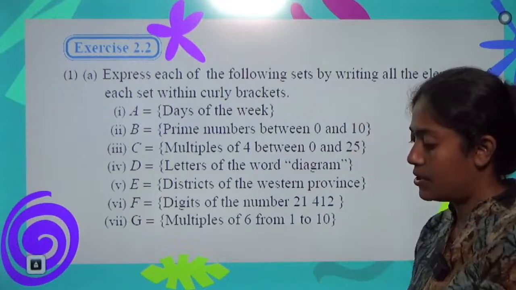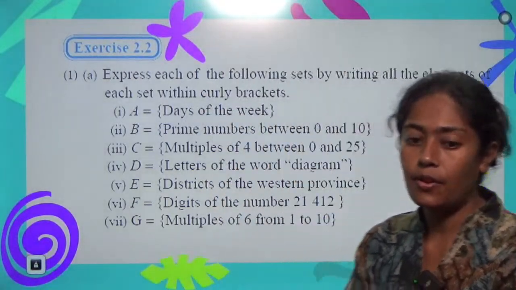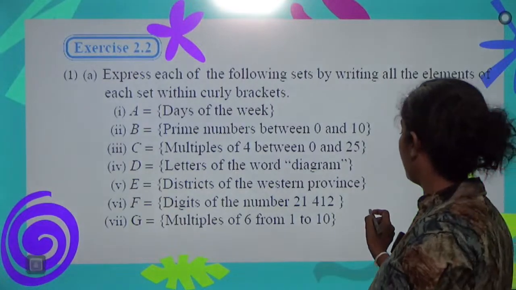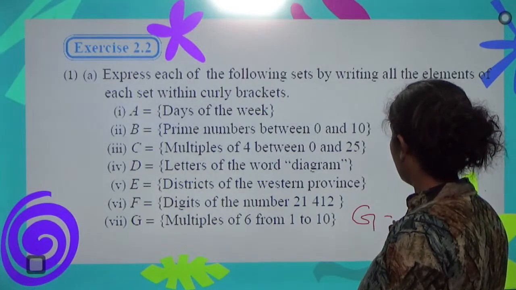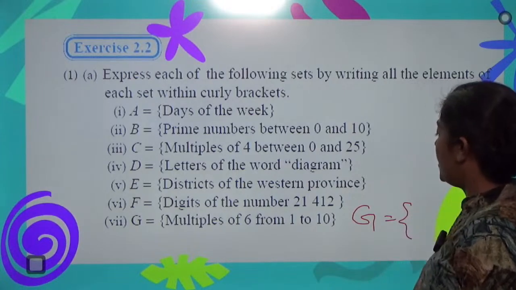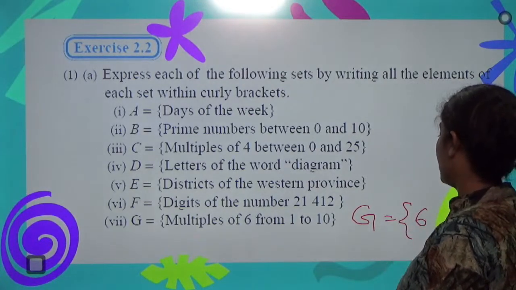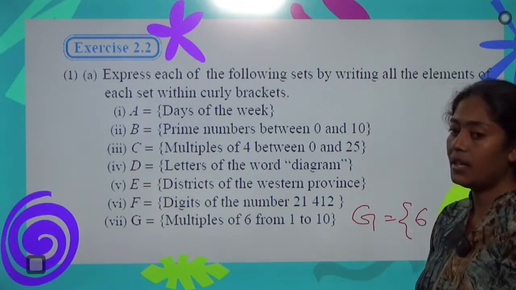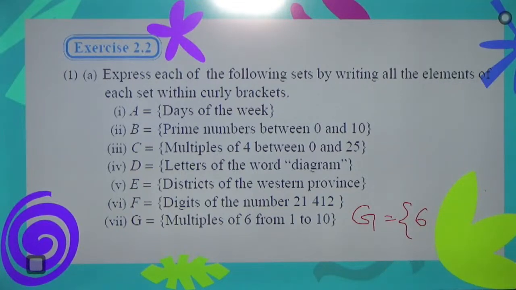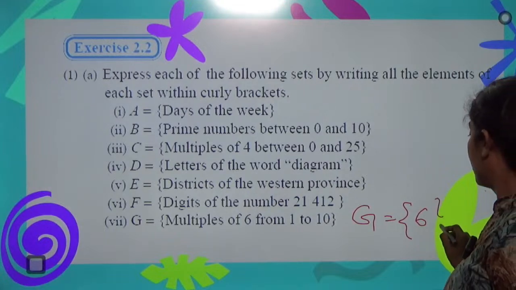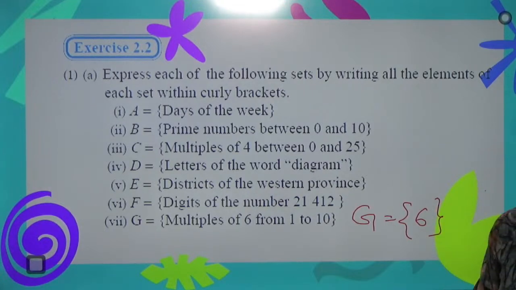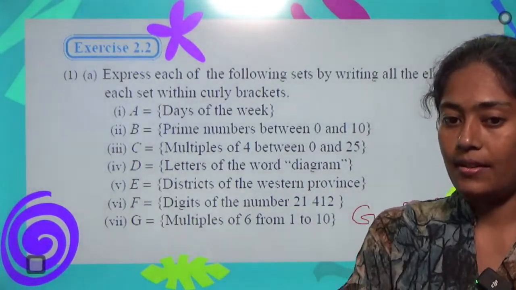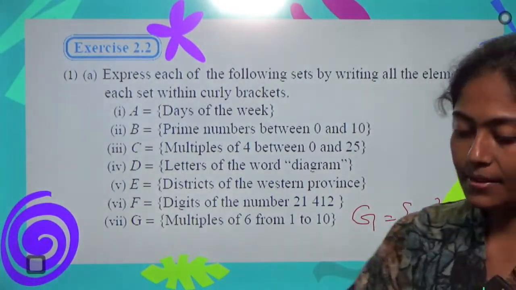Right. Then last question, multiples of 6 from 1 to 10. What are the values? Yes. Only 6, multiples of 6 from 1 to 10. Then only 6 we have to write. Okay. Have you got all correct? Yes, teacher. Okay. Right. Shall we move to next one then?